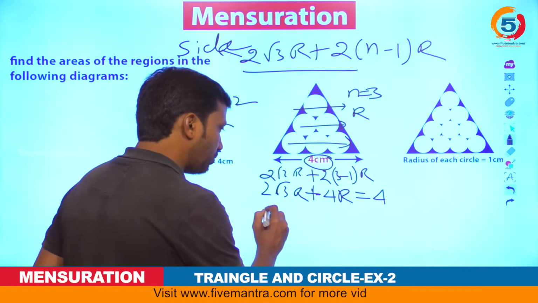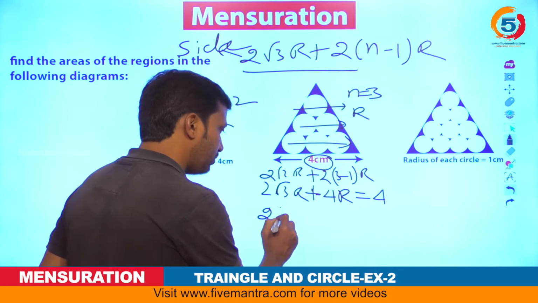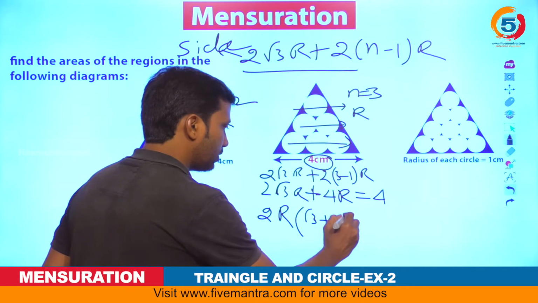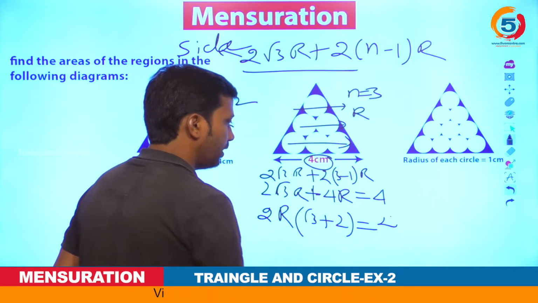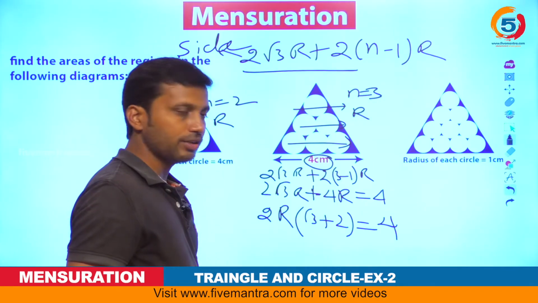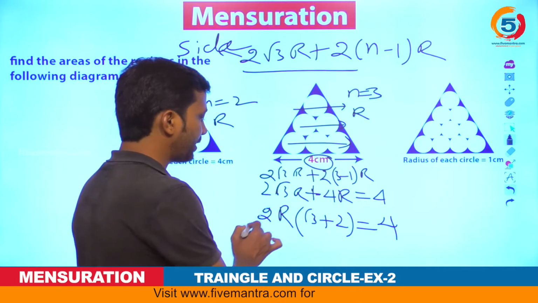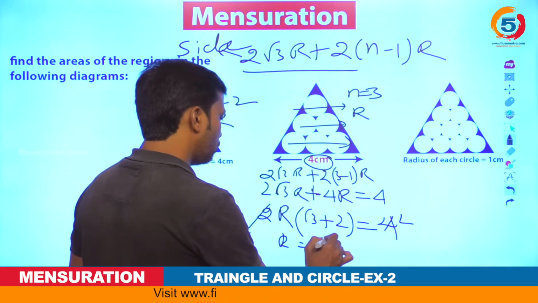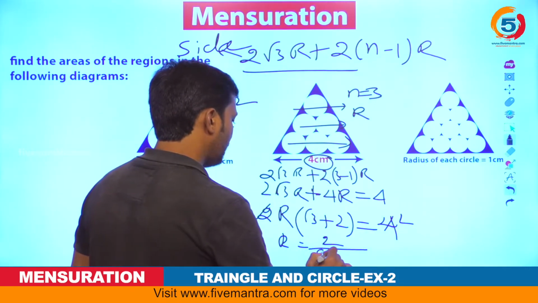So we take common 2r. What is the rest value? 2r into root 3 plus 2 equal to what? 4. This 2 will go down to the denominator part, so definitely we can cancel from here only. The 2s cancel, so r equals 2 by root 3 plus 2.